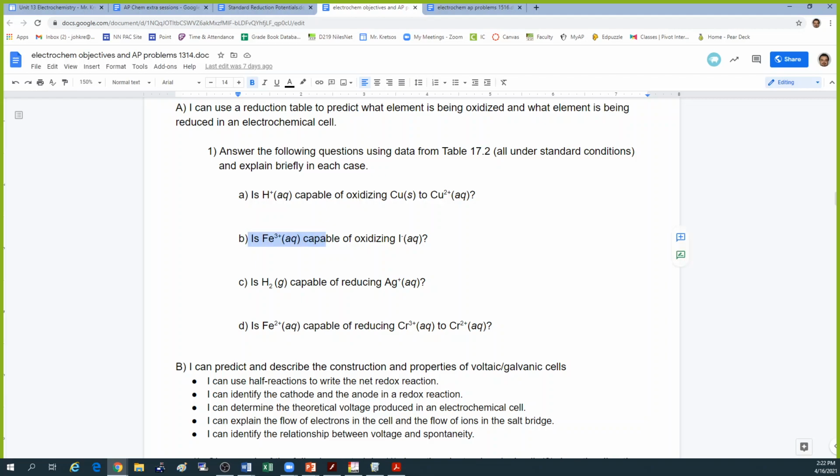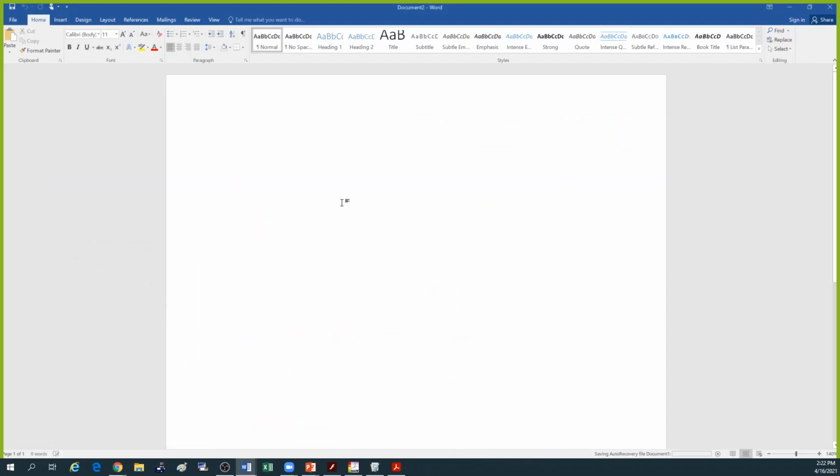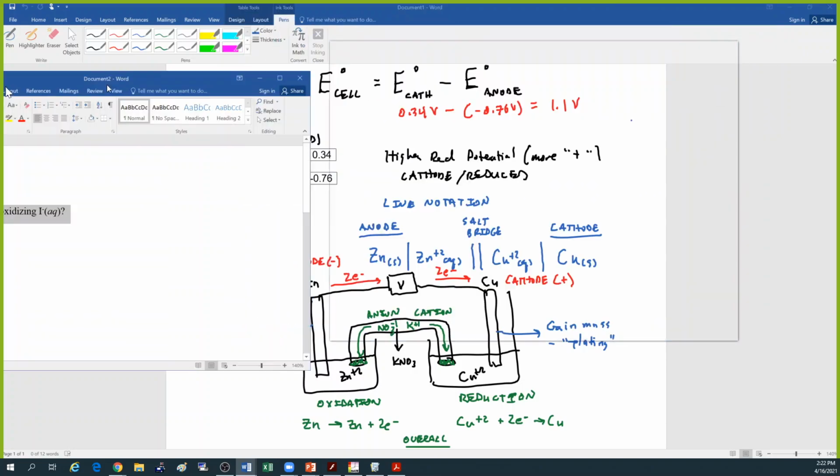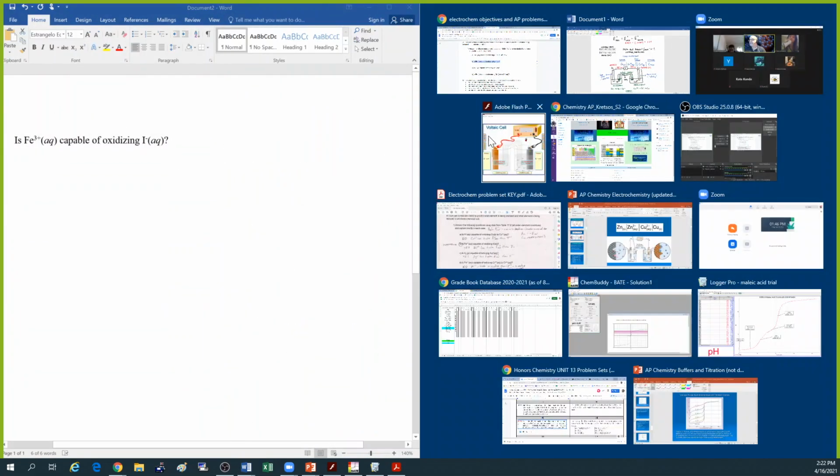That's a good question because there might be more than one possible answer the way they're offering it. So let's take a look. To answer a question like this, we have to look at a table of reduction potentials and look for what's going on. So let me line things up here so we can look at both at the same time.